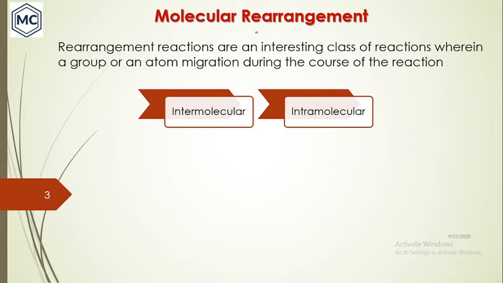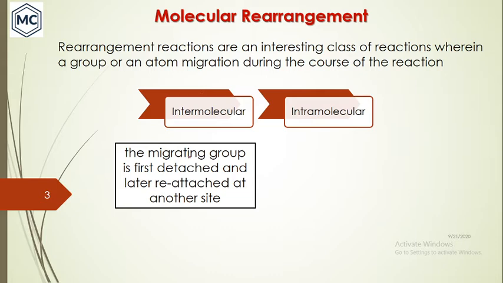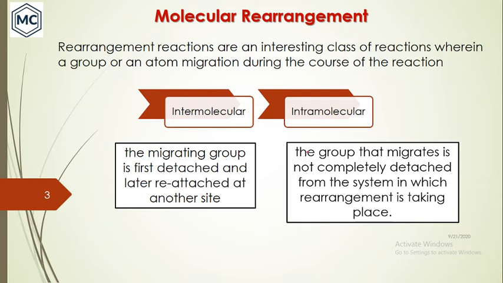Molecular rearrangement. Rearrangement reactions are an interesting class of reaction wherein a group or an atom migration occurs during the course of reaction. There are two types of molecular rearrangement, intermolecular and intramolecular. Intermolecular means the migrating group is first detached and later reattached at another site. And intramolecular rearrangement means the group that migrates is not completely detached from the system in which rearrangement is taking place.